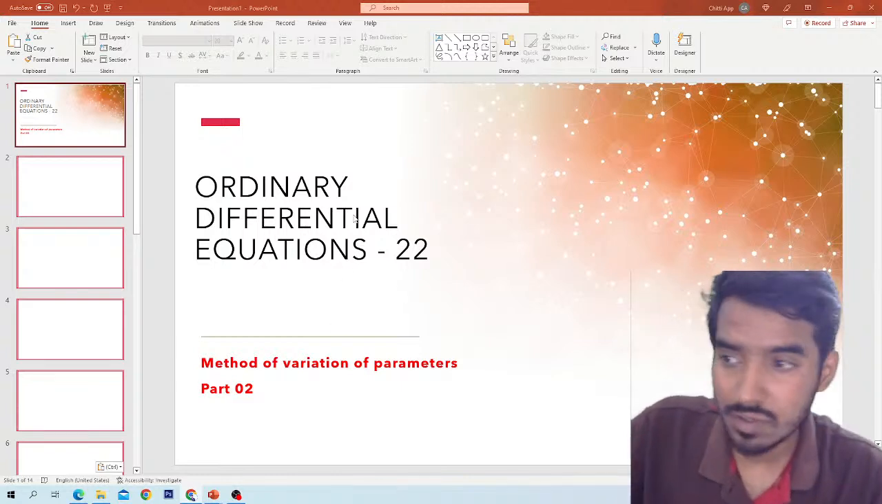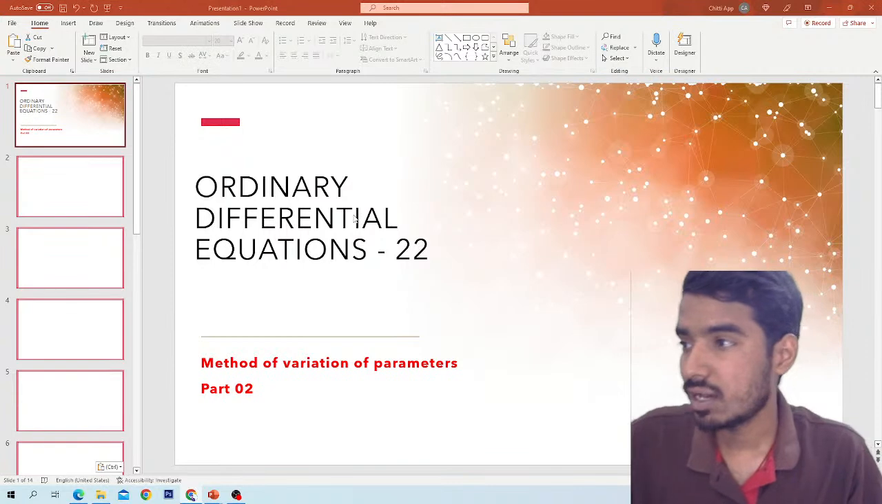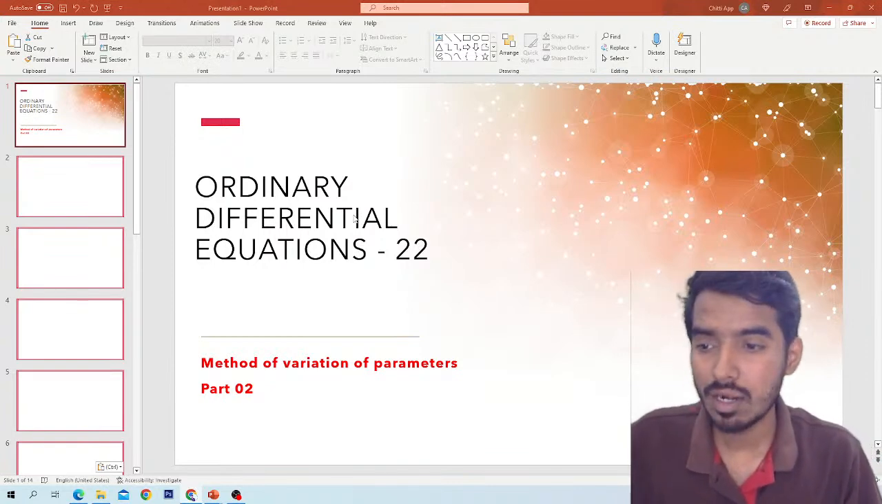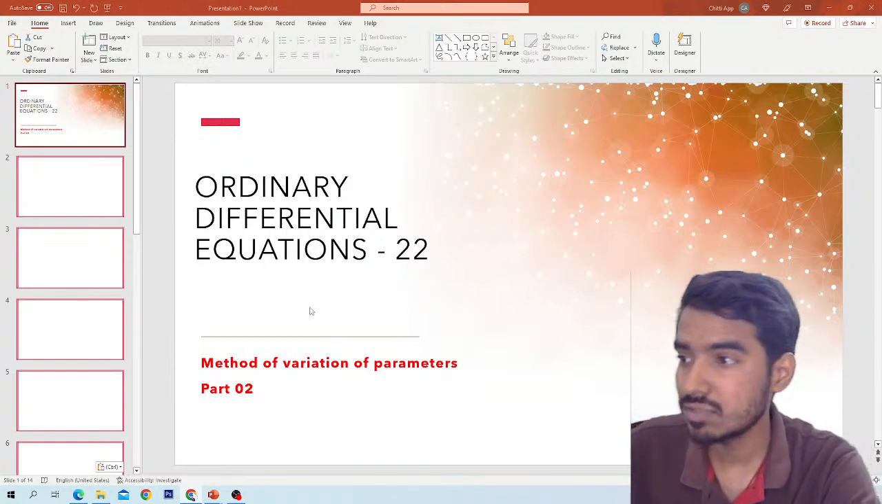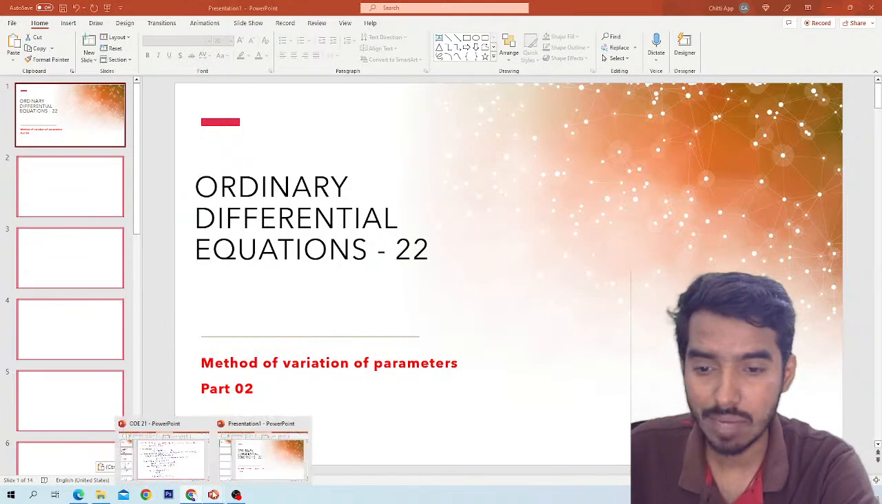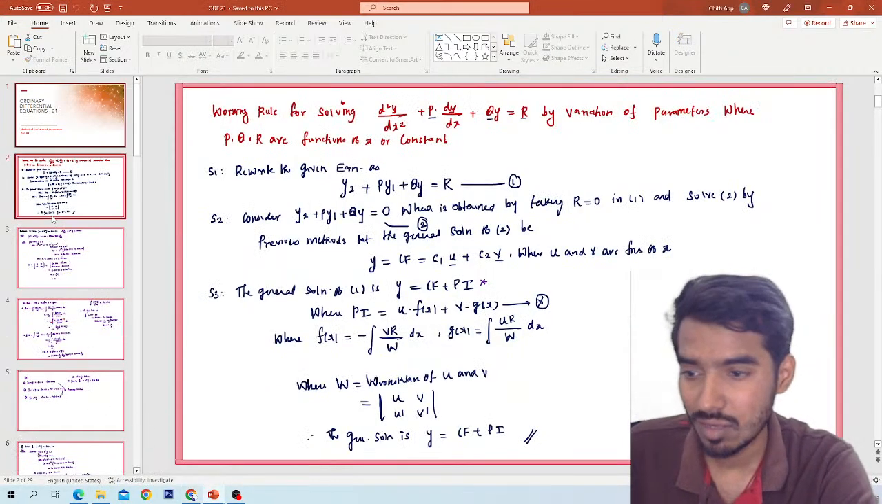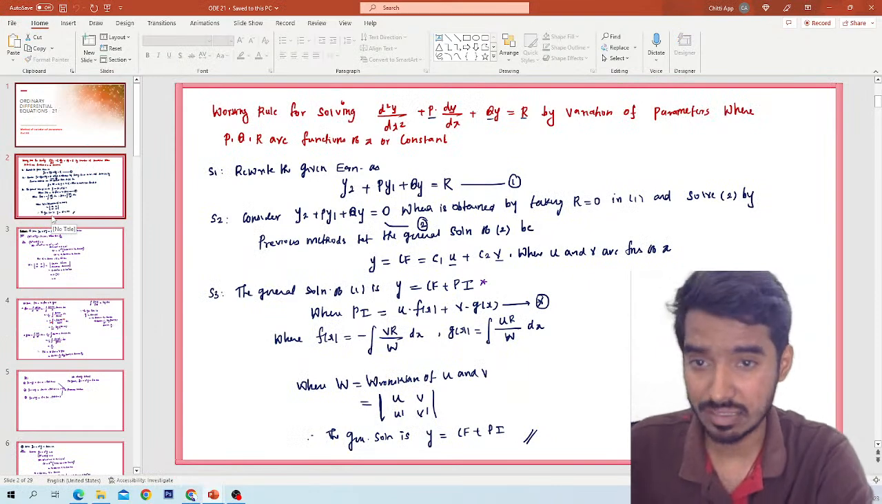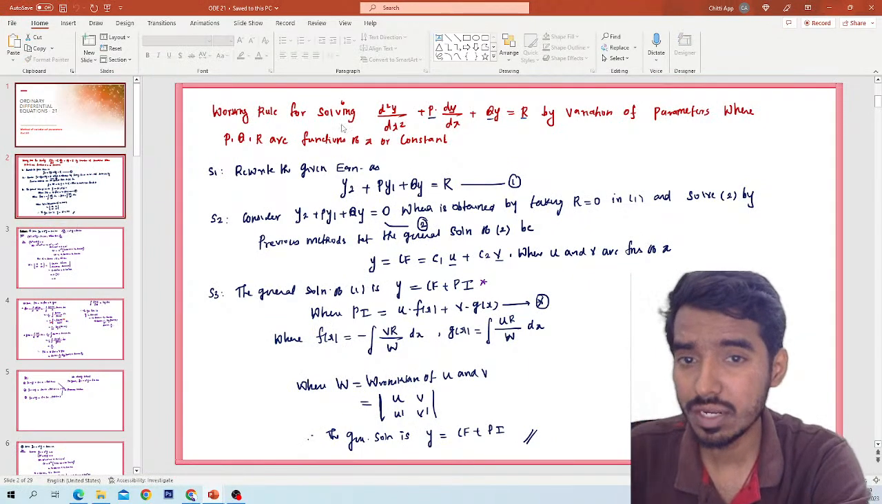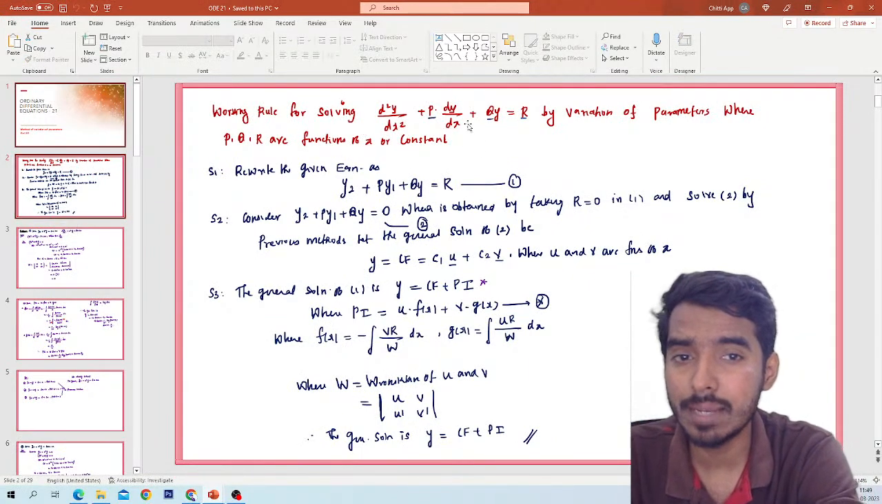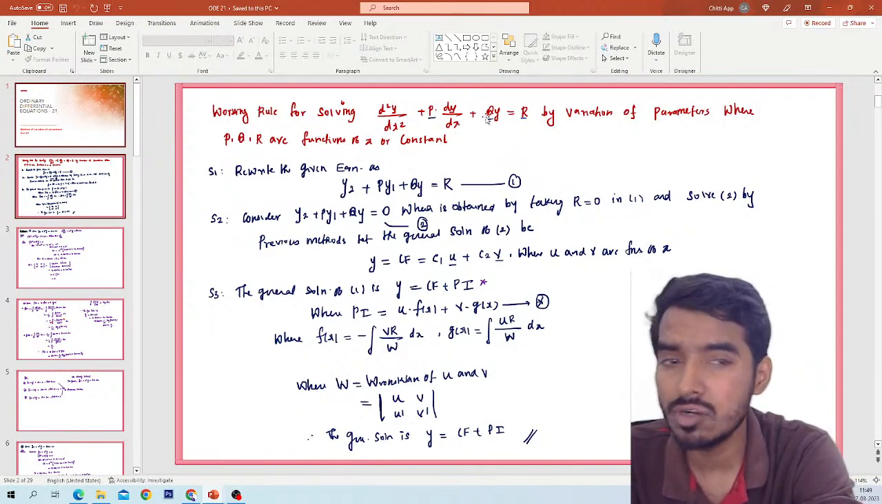So in the previous class, we started the method of variation of parameters. There we started part one. In the previous class, we solved 10 problems. We start with the 11th problem. So we will just recall what is meant by the method of variation of parameters. What is the working rule for solving d square y by dx square plus p dy by dx plus qy is equal to r?